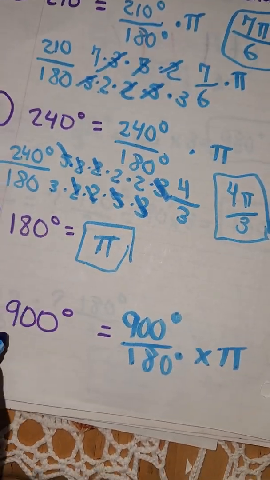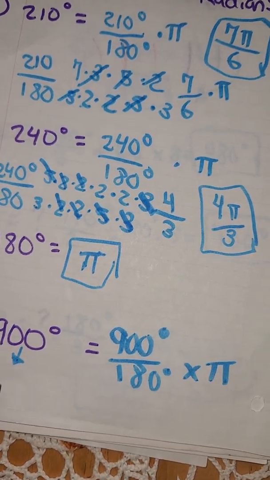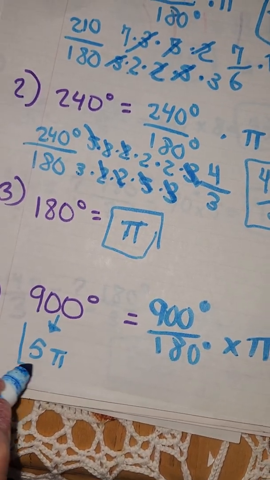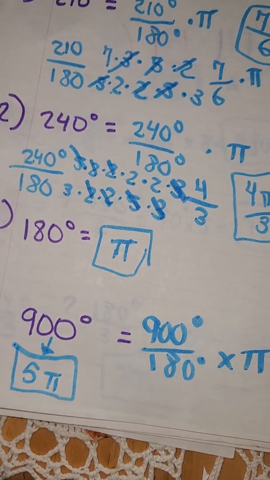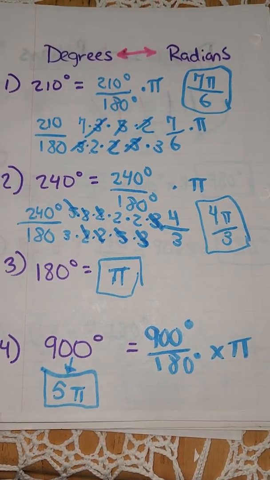900 degrees is equal to 5 pi. Thank you. Have a wonderful day.